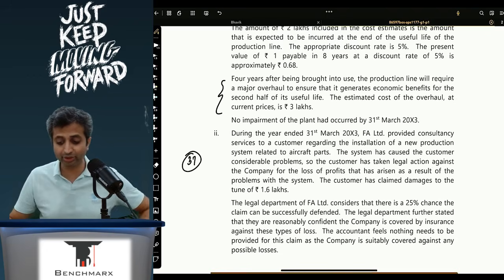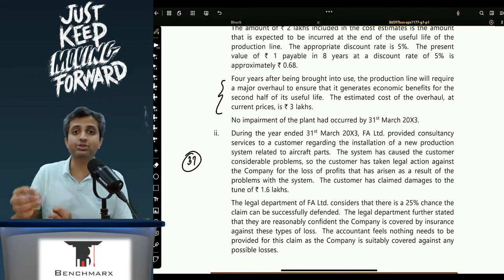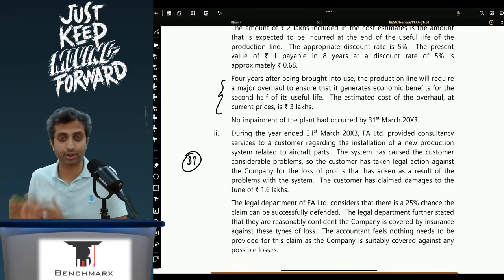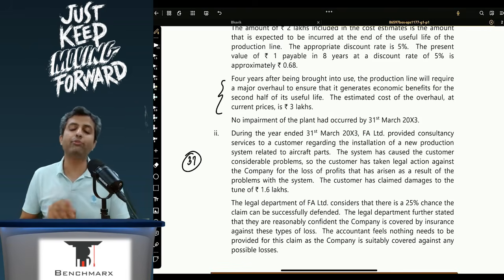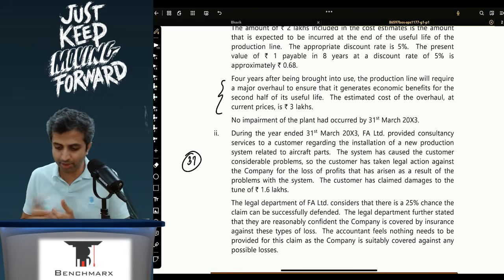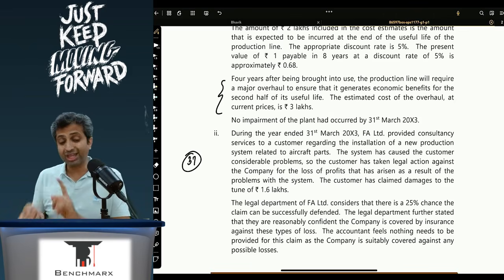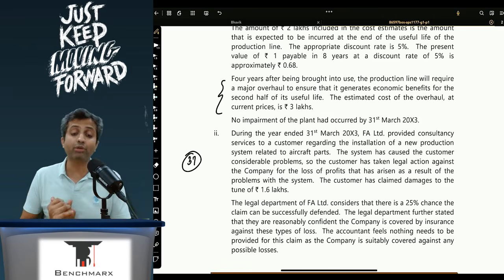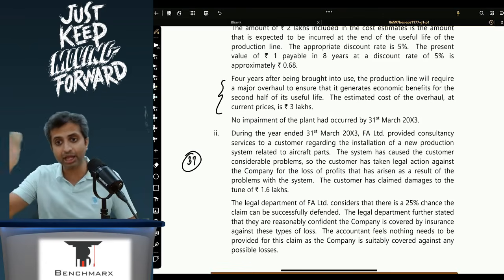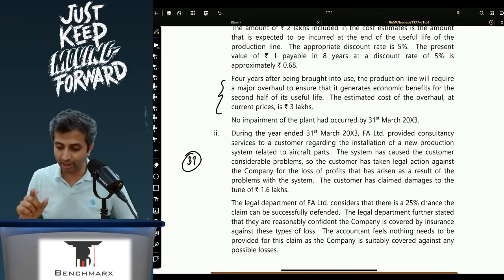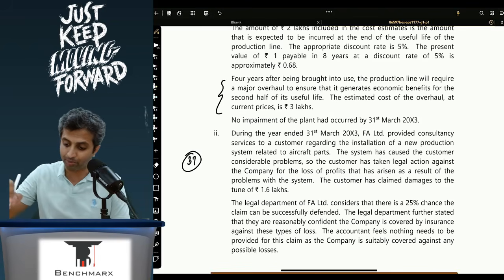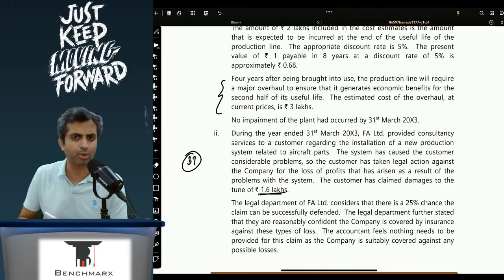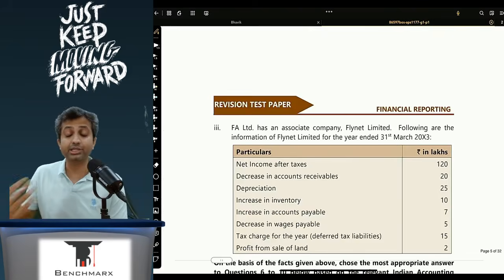There is a lawsuit which is going on, and you believe that there's a 25% chance you will win the lawsuit, 75% chance you will lose the lawsuit, and hence the appropriate treatment is you will have to create a provision for the amount that you will have to pay on the lawsuit. So there will be a provision that you will have to create for I think 1.6 lakhs. There can be the most likely value or the expected value, because there are only two possibilities. Institute has solved this using the most likely value and said that the entire provision has to be created, not 75% of 1.6 lakhs. The entire 1.6 lakhs provision should be created, because it is a contingency which is probable.